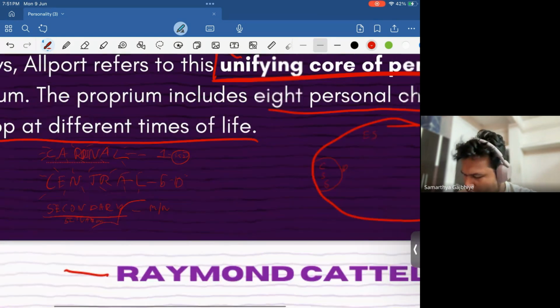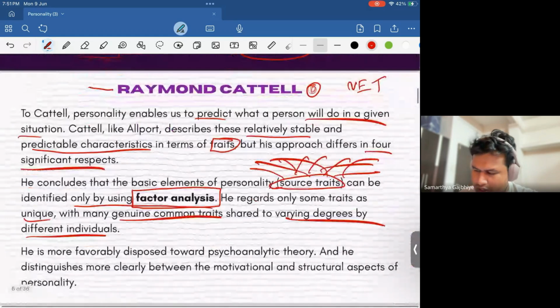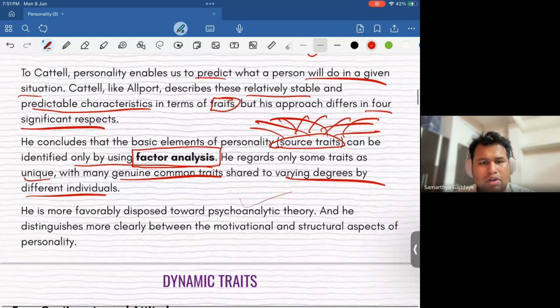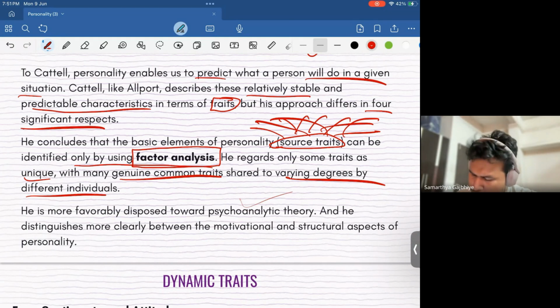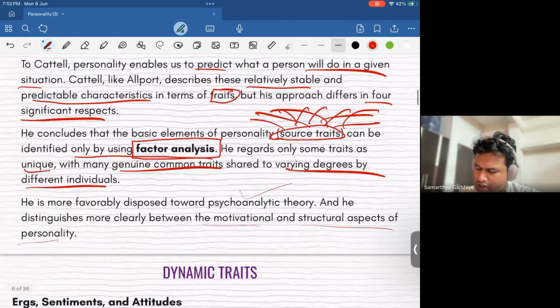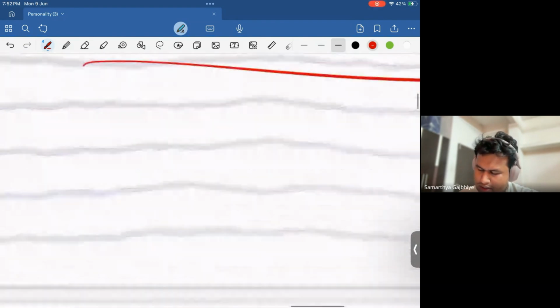ठीक है. Okay. Now let's get back to Cattell. He liked psychoanalytic theory also. मुझे पसंद है इसलिए मैंने ये डाल दिया. But he more clearly distinguishes between the motivational and structural aspect of personality. Who did not distinguish a lot was Allport. Okay, all right. Before we go to all of this, let me tell you what factor analysis is.